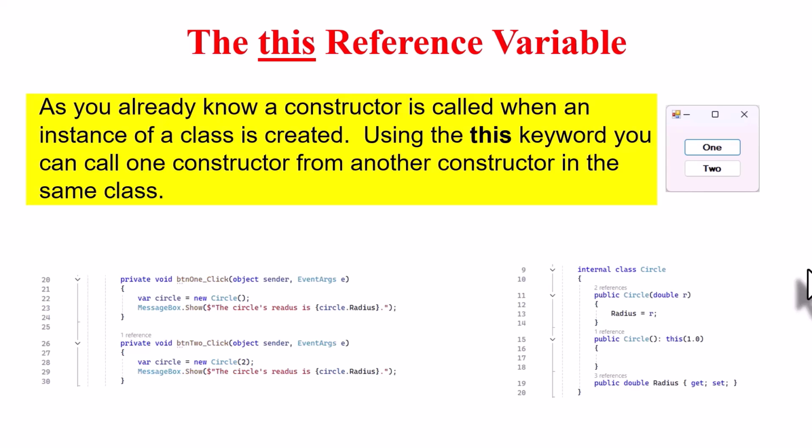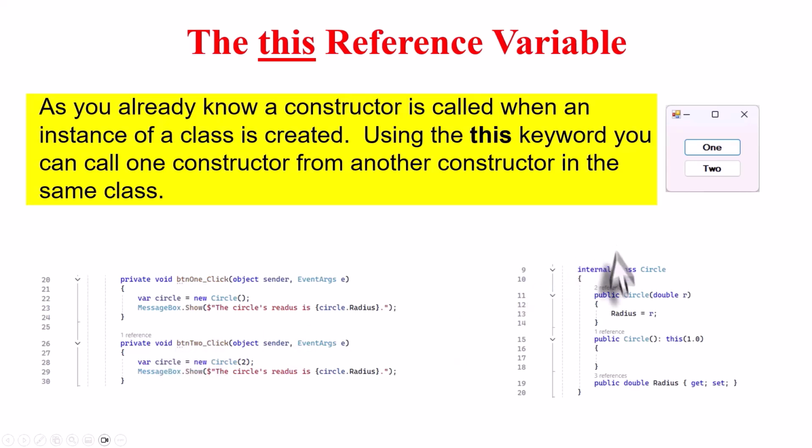As you already know, a constructor is called when an instance of a class is created. Using the this keyword, you can call one constructor from another constructor in the same class. What are we talking about there? We've got a class here, or a form here, with two different buttons sitting there. And you can see the buttons are set up this way. Here's button 1, button 2 are sitting over here.